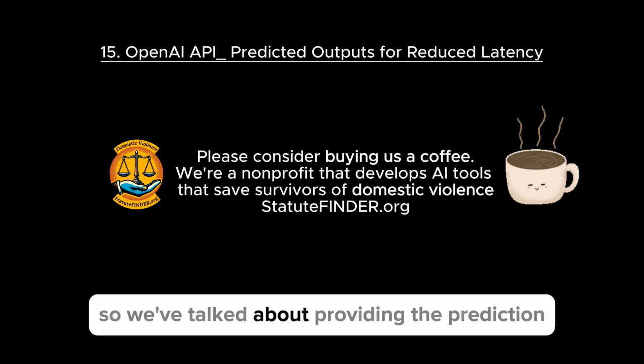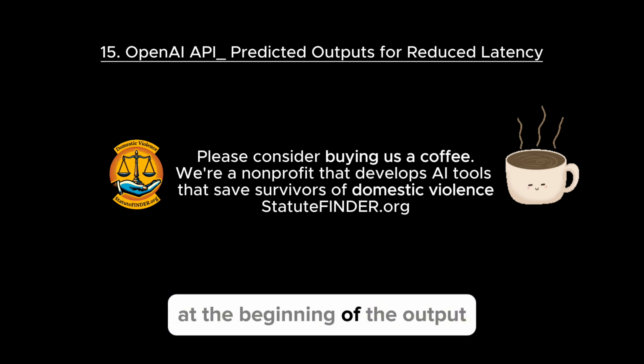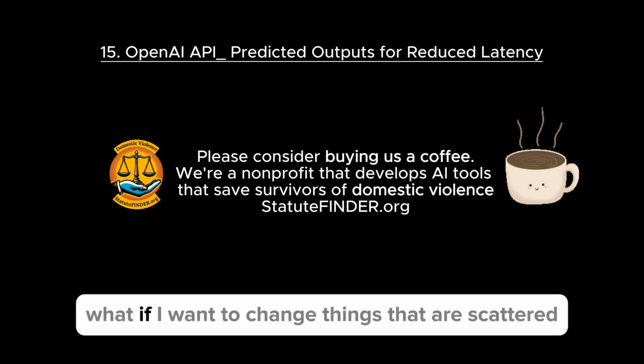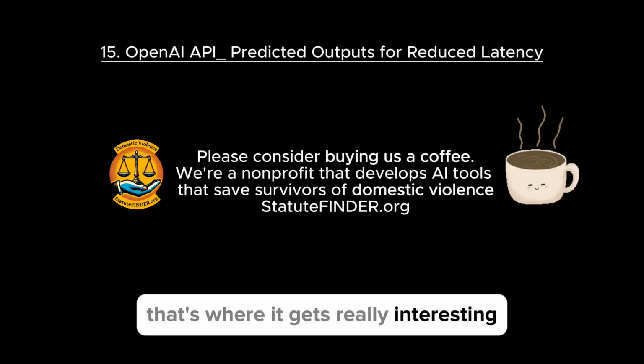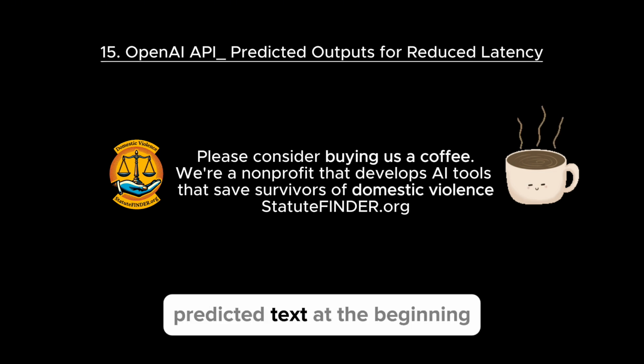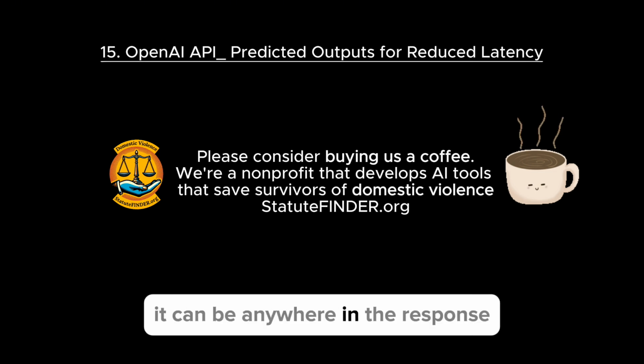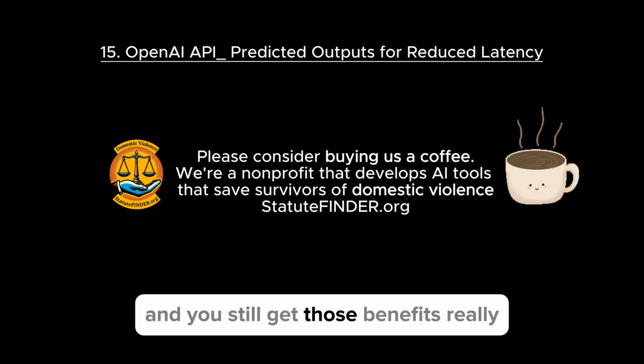So we've talked about providing the prediction at the beginning of the output. What if I want to change things that are scattered throughout the text or code? Can predicted outputs handle that? That's where it gets really interesting. You don't have to put all the predicted text at the beginning. It can be anywhere in the response, and you still get those benefits.